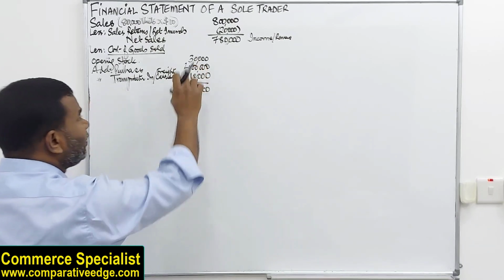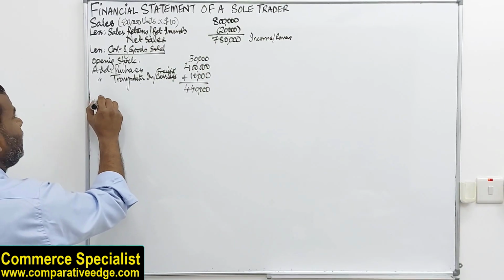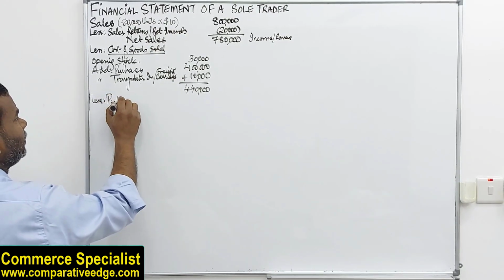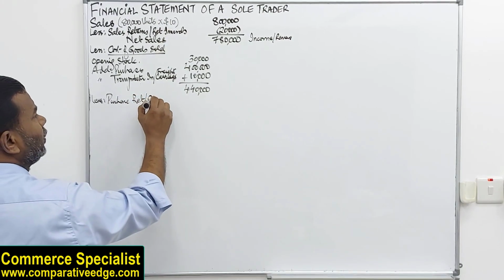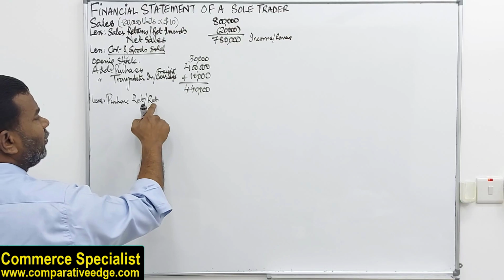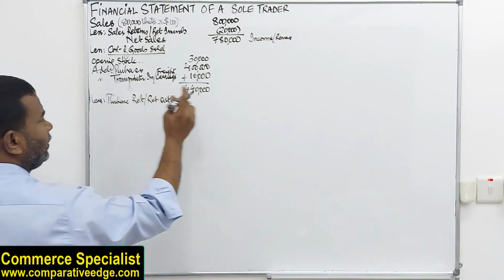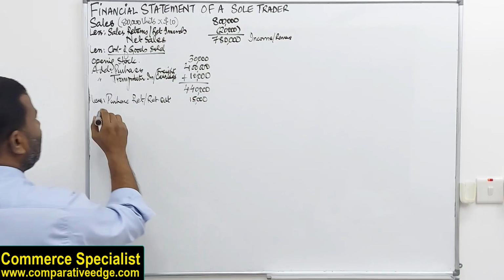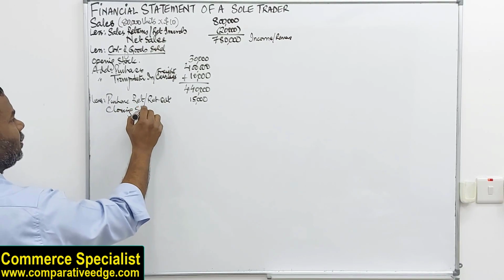So what is the total amount? 440,000. Obviously from this, maybe some of the goods which you have purchased from your supplier, you don't like it, you may return. So we call it purchase return. Purchase return is also known as return outwards. RET is a short form for return. OUT means outward or purchase returns. So I'm assuming it to be 15,000, and then closing stock.